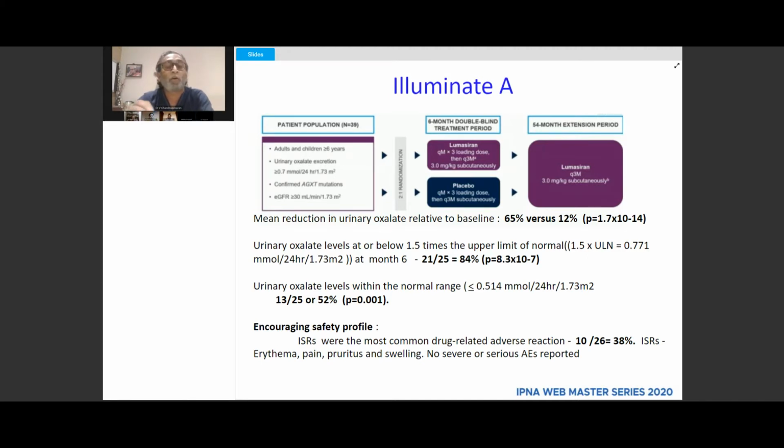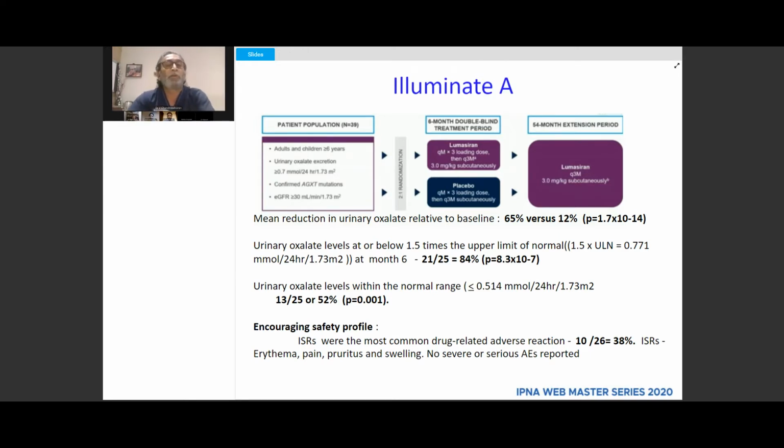What is observed is a significant reduction in urinary oxalate relative to baseline, 65% versus 12% in placebo. And at the end of the 6-month period, around 84% of the patients had urinary oxalate levels at or below 1.5 times the normal limit. More than 50% of these patients had normal urinary oxalate levels over the study period. And the safety profile is encouraging, with only minimal injection site reactions like erythema, pain, pruritus, and swelling, and no severe or serious adverse effects reported.